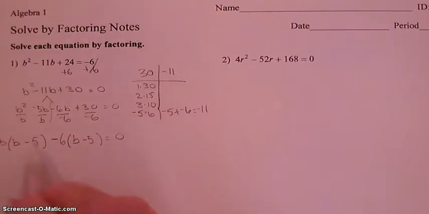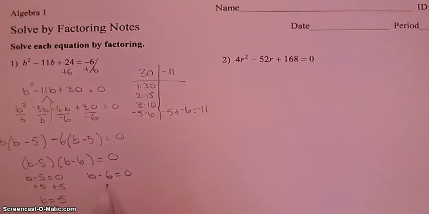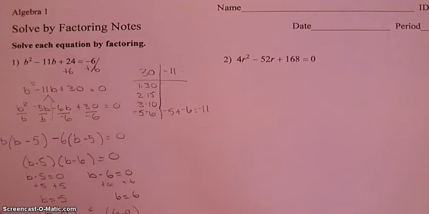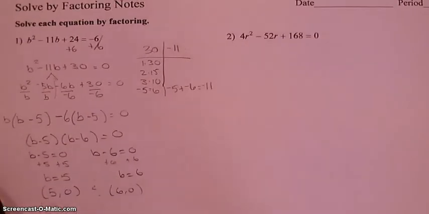Okay, so I have my two that are in common. I write those out: b minus 5 times b minus 6 equals 0. Now we use our zero product property. Set both of these equal to 0. b minus 5 equals 0, b minus 6 equals 0, and then solve for b. I add 5 to both sides, and I get b equals 5. Add 6 to both sides, and I get b equals 6. So my answers are (5, 0) and (6, 0). So these are the x-intercepts of that graph.